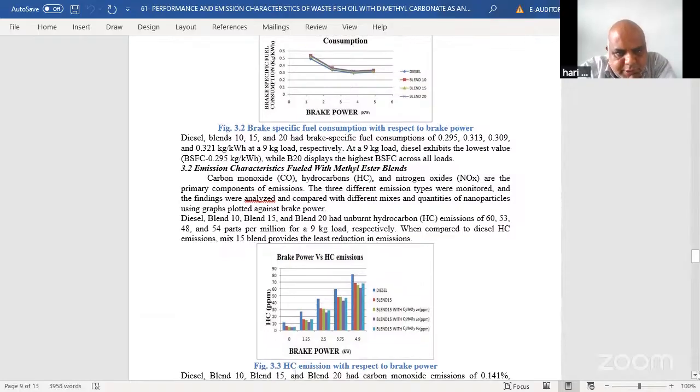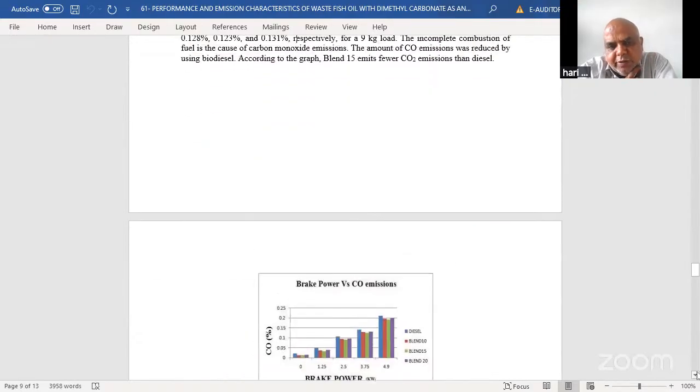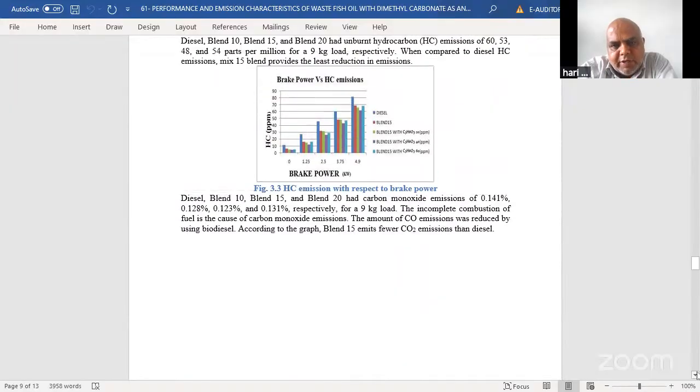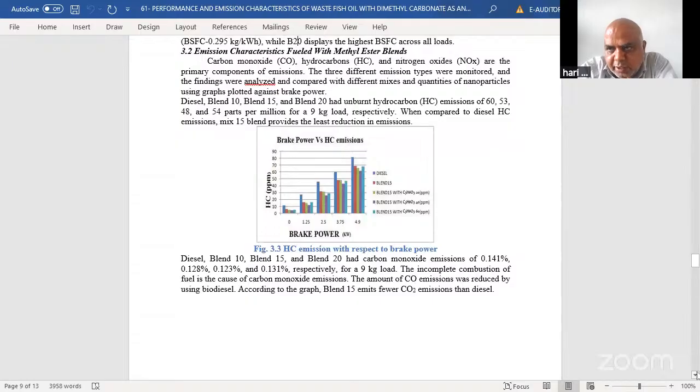Okay. Next, emissions. Coming to the emissions, HC emissions will be drastically reduced with the addition of biodiesel as well as these oxygenate compounds, because biodiesel also contains oxygen and the oxygenate compound also has a large amount of oxygen. Therefore, the HC emissions will be greatly reduced by the combination of all these things. Go to the next one, HC.